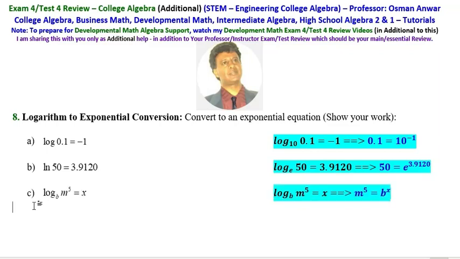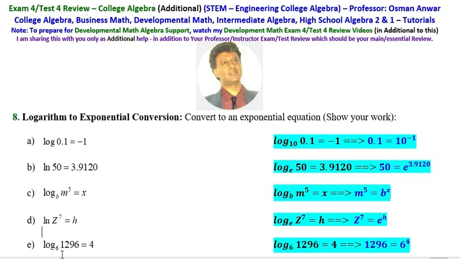C, log base b of m to the 5 equals x. Take b, raise it to the x, drop the log, that is m to the 5 equals b to the x. D, ln of z to the 7 equals h. ln is log base e, so take e, raise it to h, drop the log, that is z to the 7 equals e to the h.